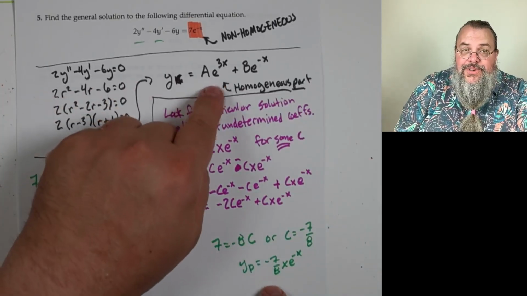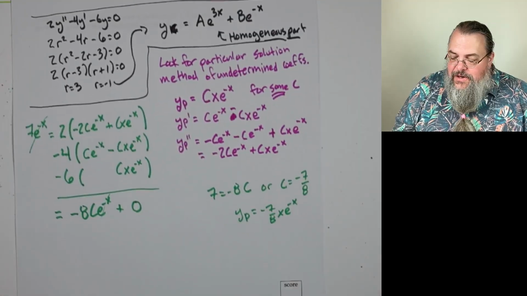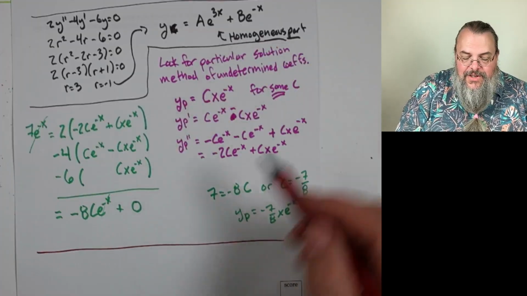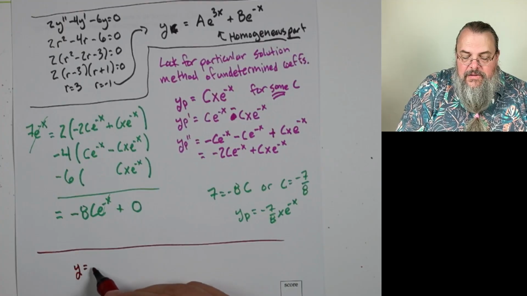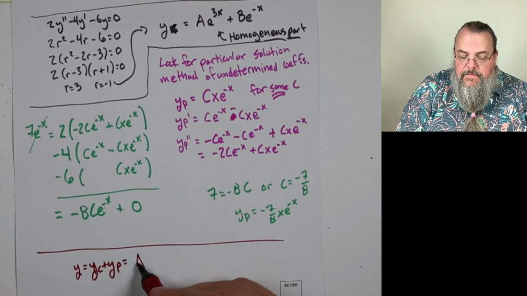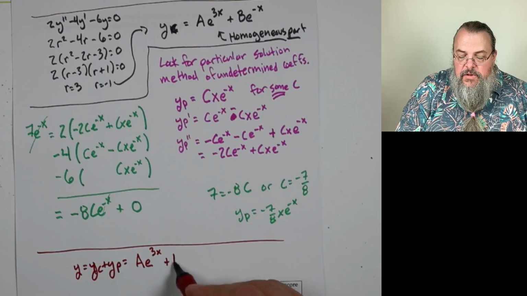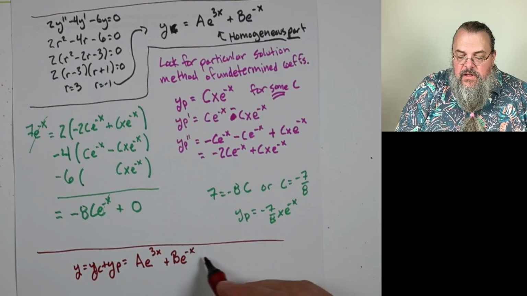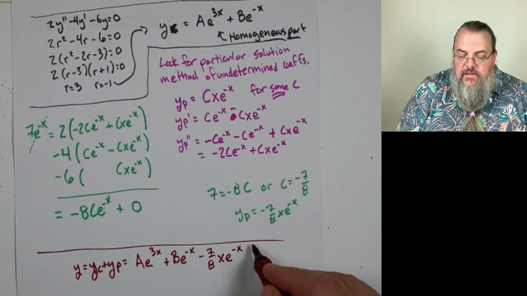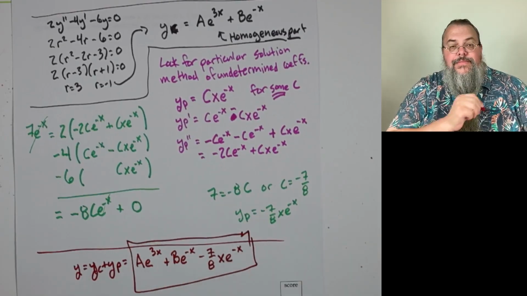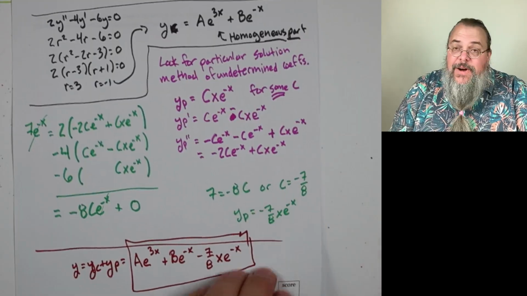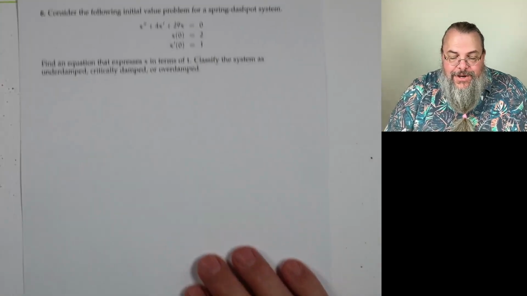So how do we get our total solution? We put the two together. So our generic solution looks like the following. We did our homogeneous, we did our particular, and so we get y is our homogeneous plus our particular. So we have a e to the 3x plus b e to the minus x minus 7/8 x e to the minus x. Woohoo! Nice! All right, that's number 5. Only one more to go.